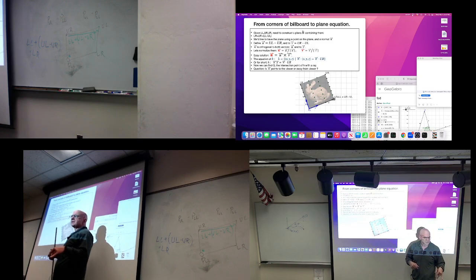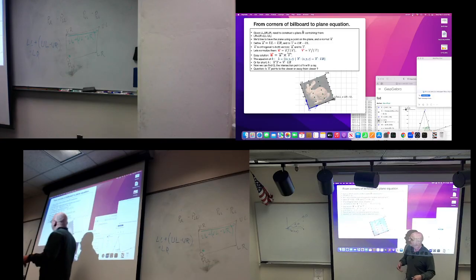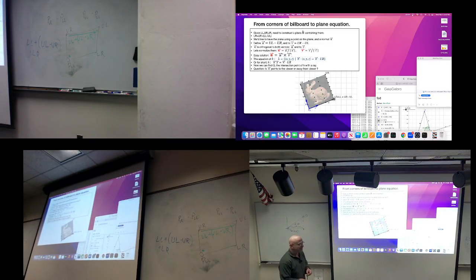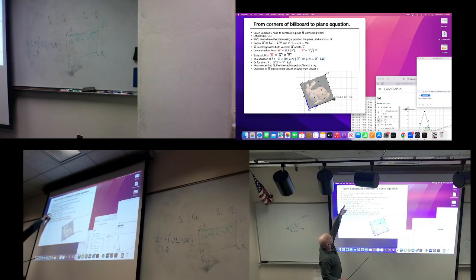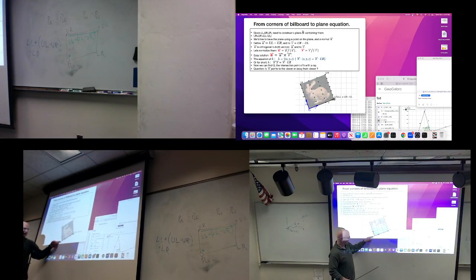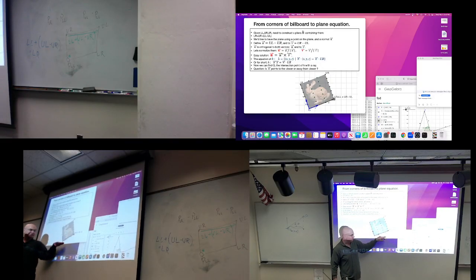Normal is a terrible word because I can talk about a normal to a plane without arguing that the length is 1. So sometimes, rather than normalize, let's say make it unit length. Maybe it's less confusing. U will be the vector from the lower left to the lower right. That will be the vector U connecting them, and U prime will be a unit vector in this direction.